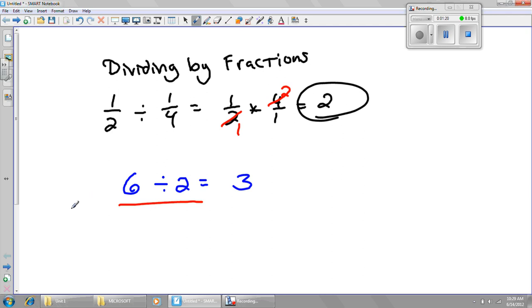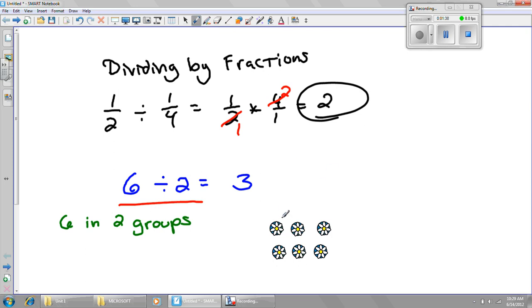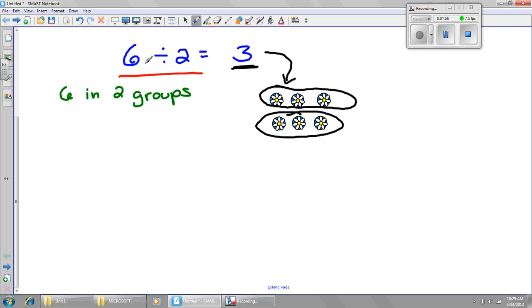It means 6 in 2 groups, right? So in other words, if I had 6 flowers, 2, 3, 4, 5, 6, and I wanted to break them up into 2 groups, how many are in one group? Well, 3. There's 3 in one group, right? So we read this as 6 in 2 groups. We say 6 divided by 2, but it means 6 in 2 groups.